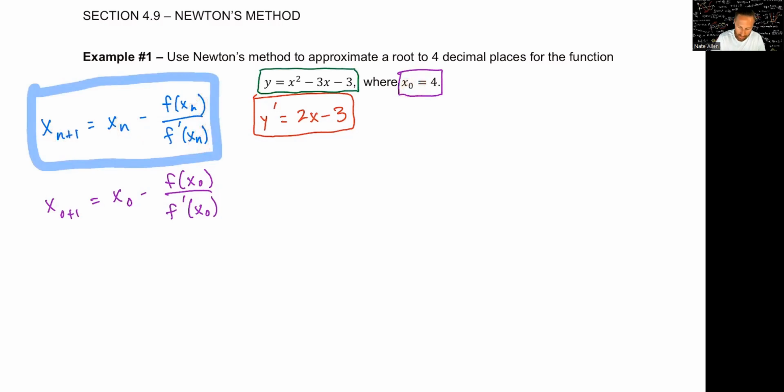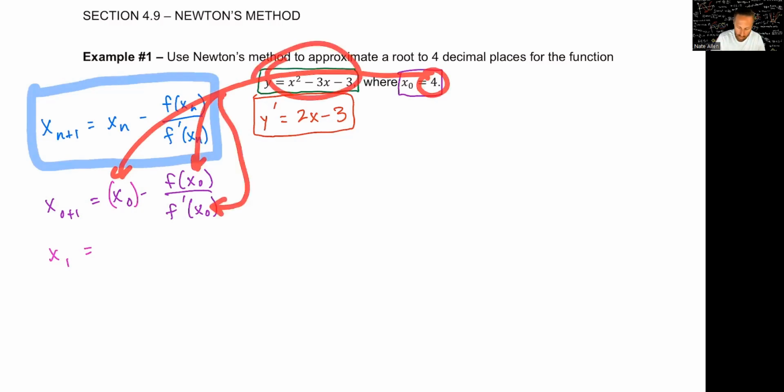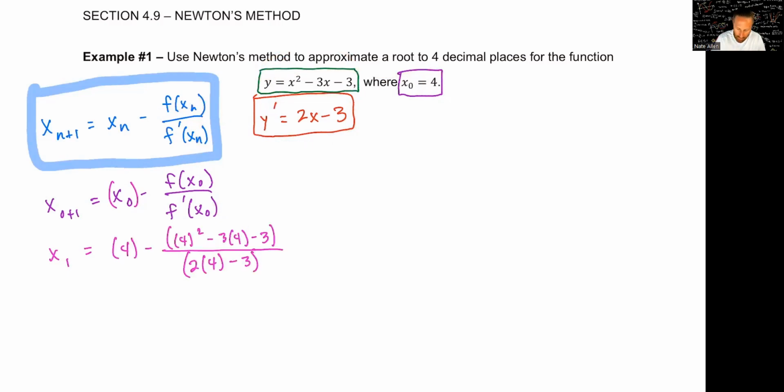So what I'm actually finding with this first iteration is x sub 1. We say subscript, so x sub 1 or x1. That means I can now substitute in what I know x sub 0 is, which is that 4 there, there, and there, to my function and its derivative. So that would give us, when we plug the 4 into here, and of course, obviously there.